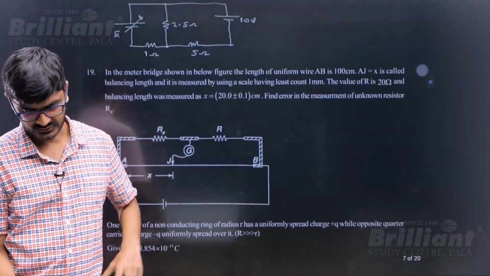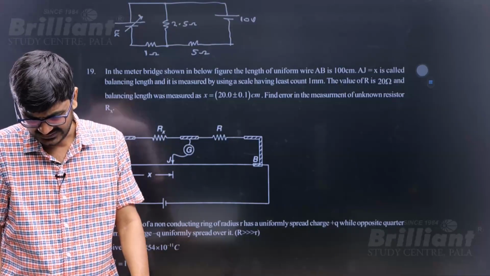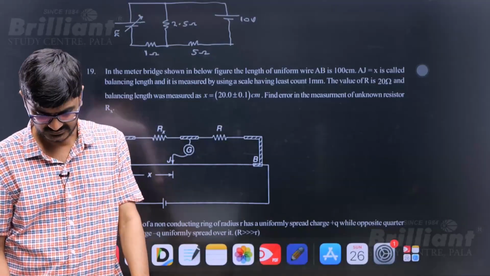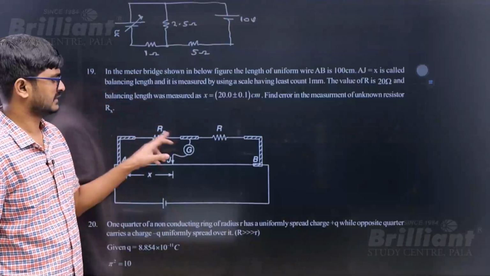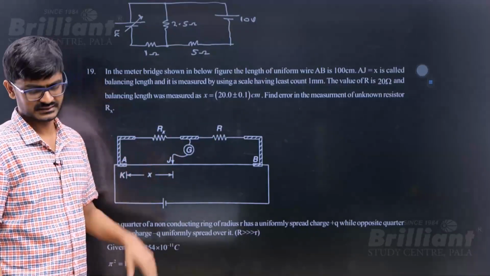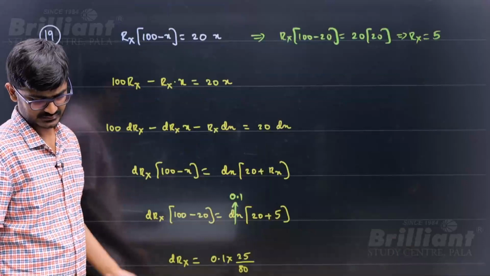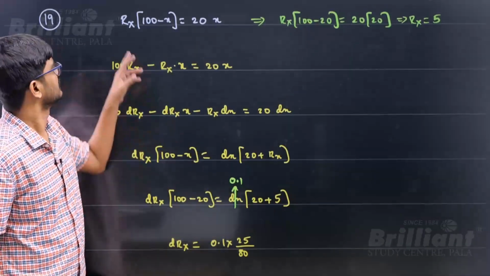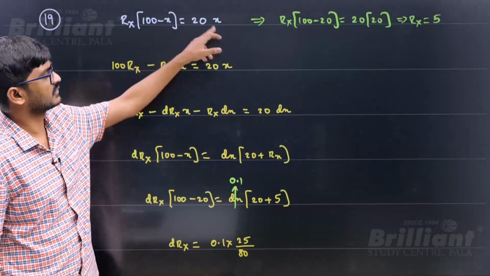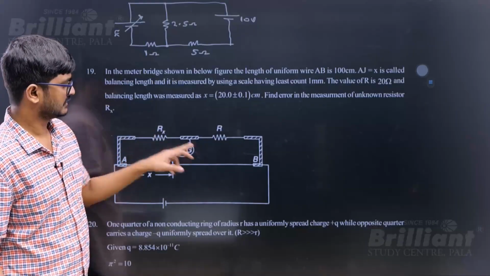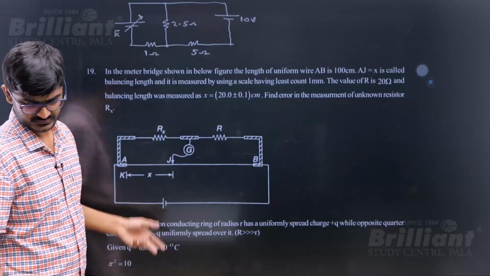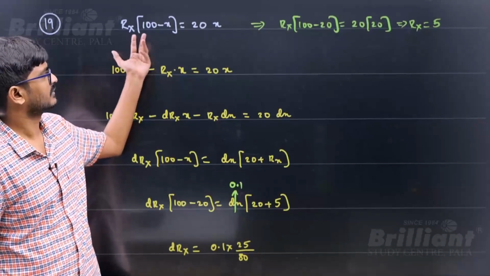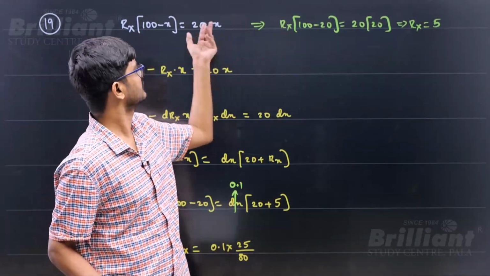In the meter bridge shown, everything is given there. Find the error in the unknown resistor. Meter bridge, you know, right? This resistance into this length equals this resistance into this length. That is what the Wheatstone bridge does, and that's how you use the Wheatstone bridge principle in a meter bridge. That resistance into (100 minus x) equals 20 into x. From there you can get the value of Rx because the x value is given.